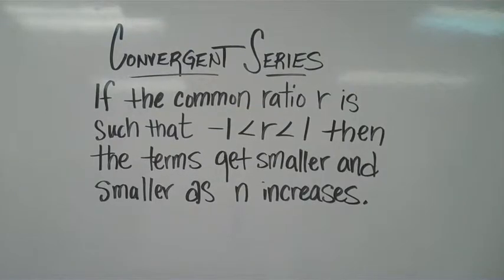We can now talk about a convergent geometric series. If the common ratio r of a geometric series or sequence is such that r is between negative 1 and 1, notice it's not equal to negative 1 and it's not equal to 1, but it's between negative 1 and 1, so it's a positive or negative fraction, then the terms get smaller and smaller as n increases.